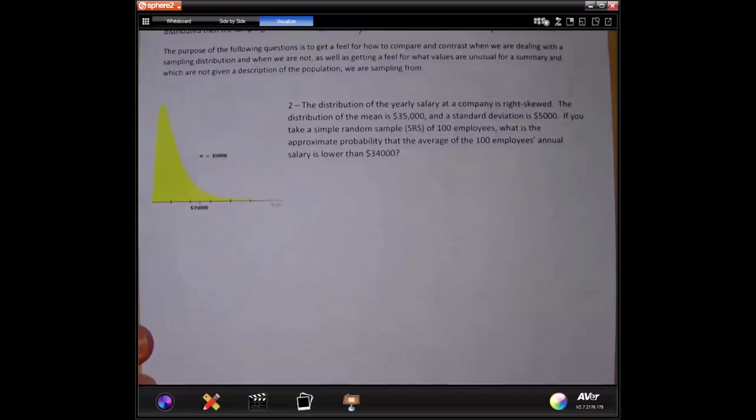The purpose of the following questions is to get a feel for how to compare and contrast when we're dealing with a sampling distribution and when we're not, as well as getting a feel for what values are usual for the summary and which are not, given a description of the population we're sampling from. And so we're going to do questions that involve the sampling distribution and sometimes when they're not. So we want to understand the difference between these two.